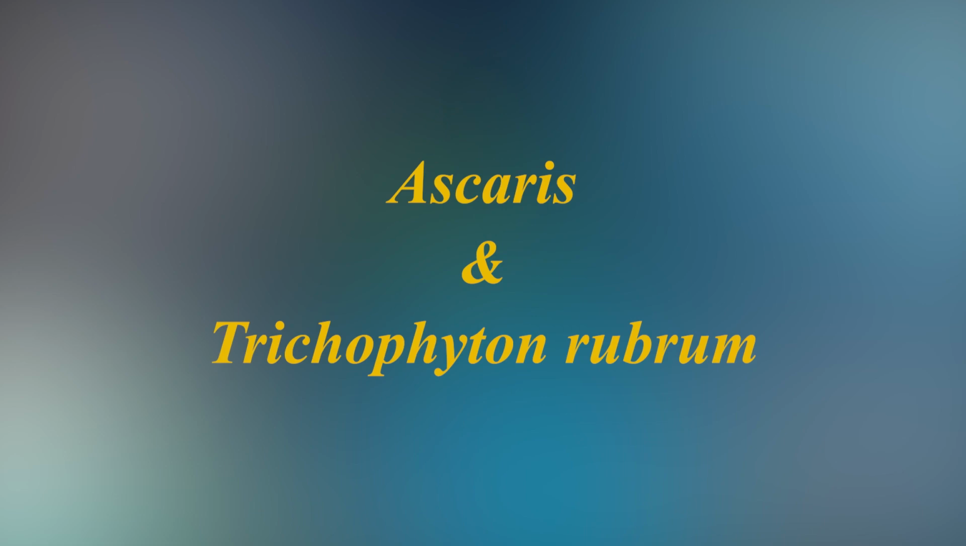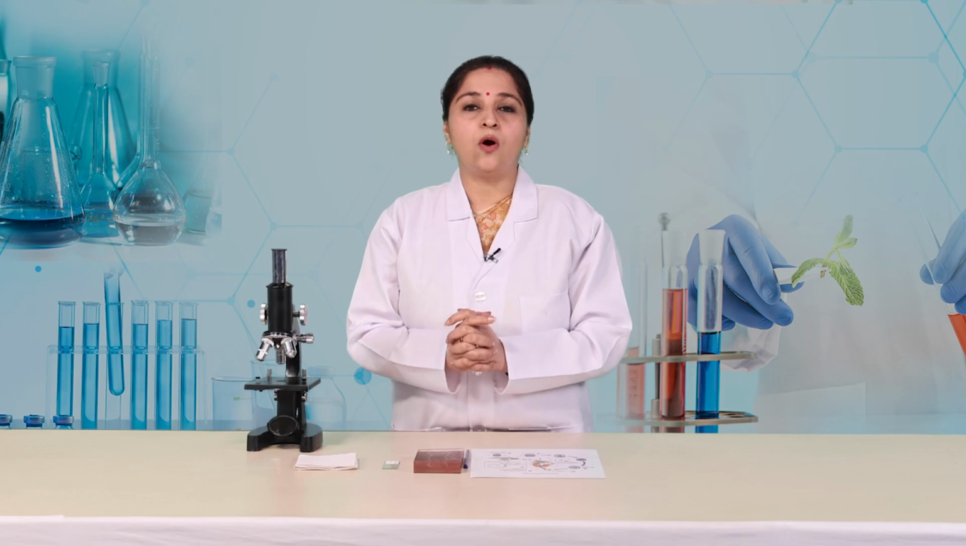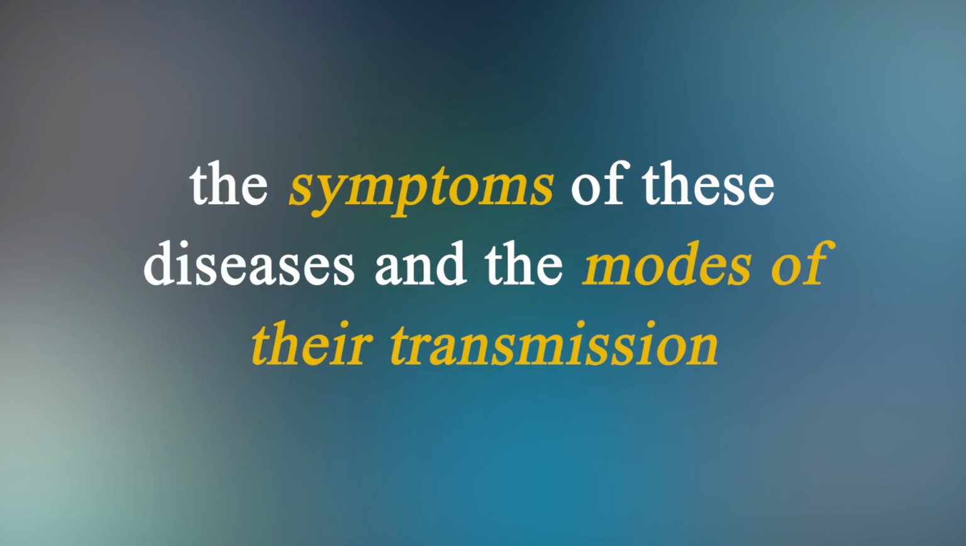Now let us quickly recapitulate what we have learned today. Today, we understood the distinctive features of two important pathogenic forms, Ascaris and Trichophyton, a worm and a fungus, respectively. We also learnt about the symptoms of these diseases and the modes of their transmission.